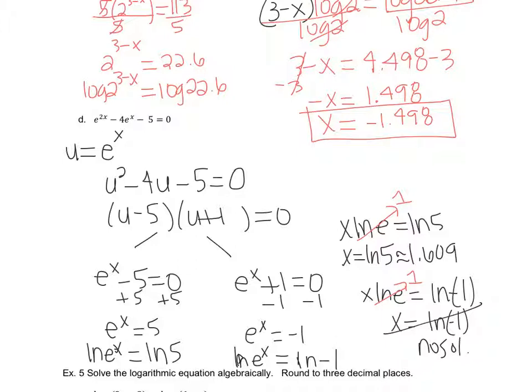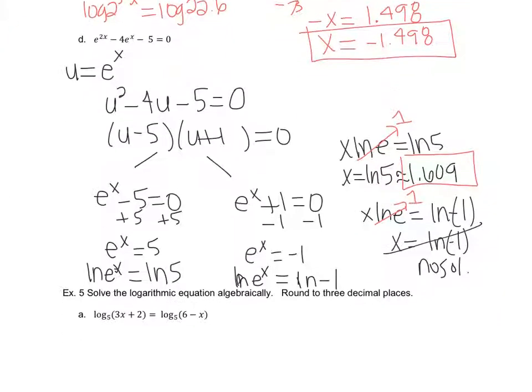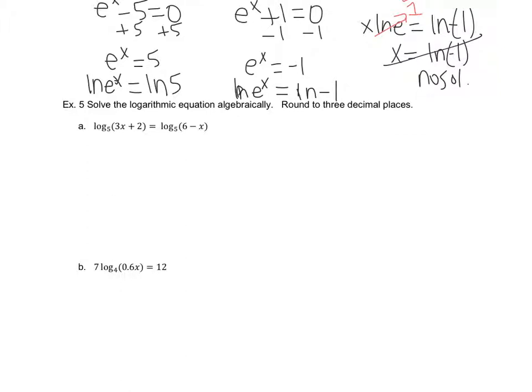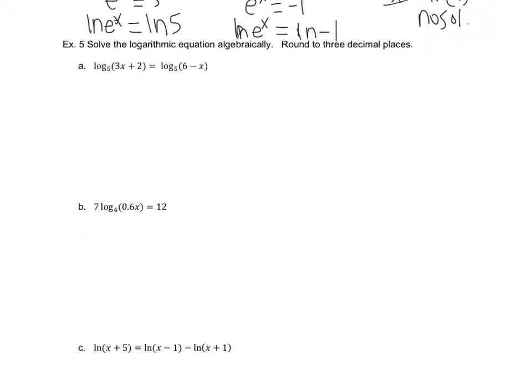We do have one solution though, so I'm going to go ahead and box that one in. So our only answer here is 1.609. Now on to solving log equations algebraically, and we're going to round to 3 decimal places. So they don't want exact, they just want us to go ahead and plug them into the calculator and calculate the answer.